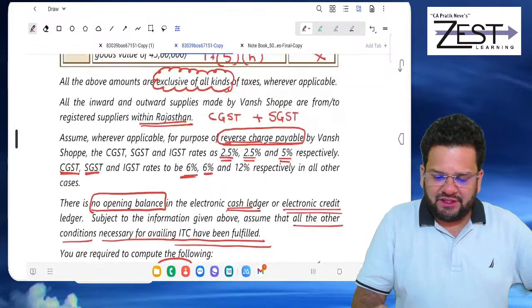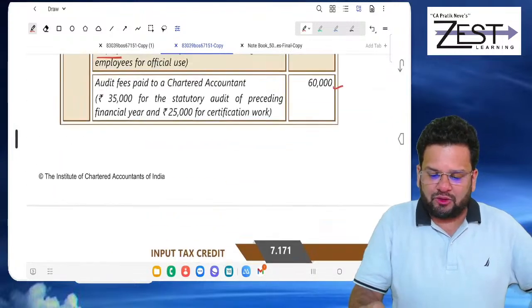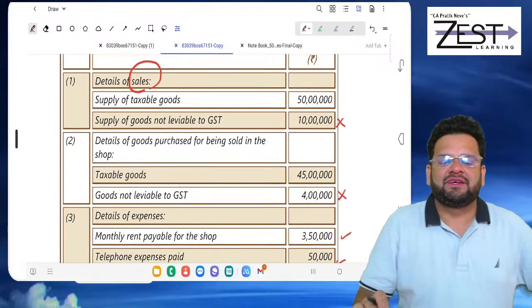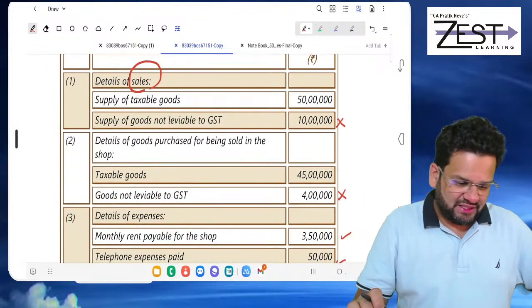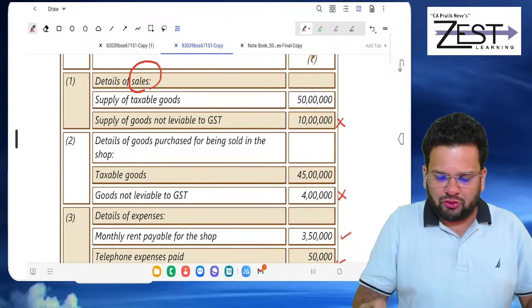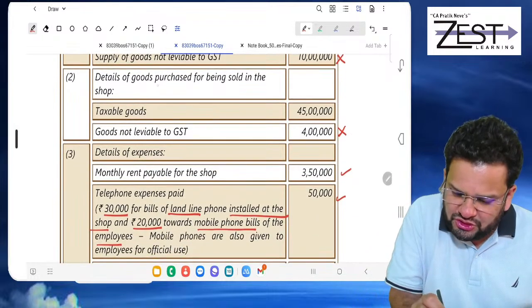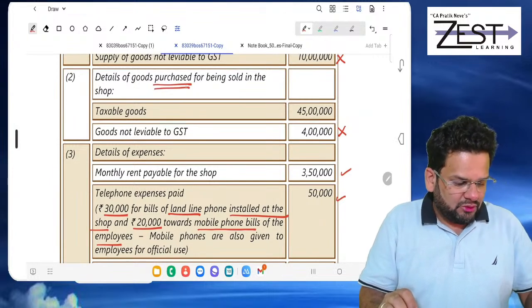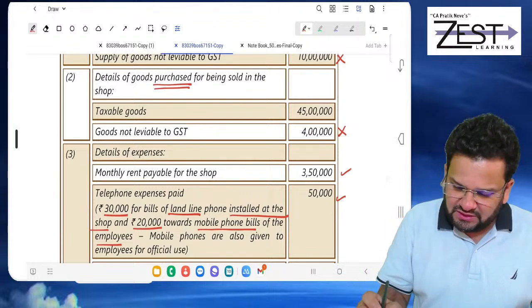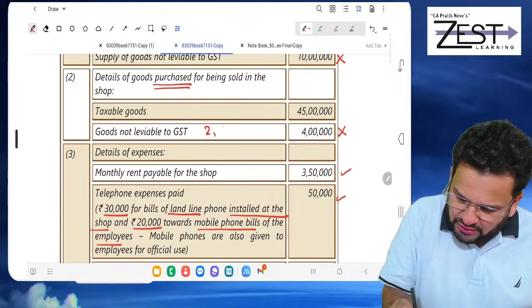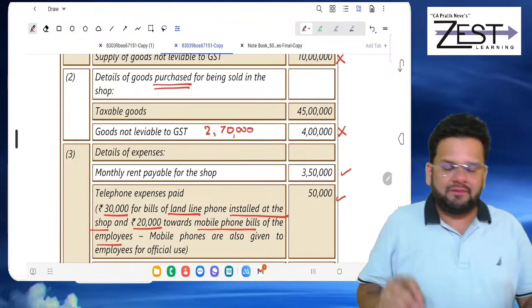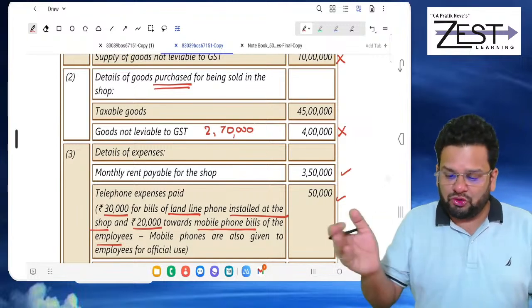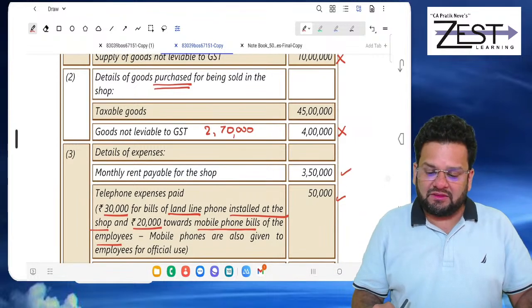So, ITC credited to the e-credit ledger, can we calculate that? You have understood that the rate of GST is 6% CGST, 6% SGST. I hope you are ready with a calculator. So, details of goods purchased. Taxable goods are of 45 lakhs. Can you take 45 lakhs into 6%? If I can calculate one of the elements, either CGST or SGST, that will be sufficient because both will be equal. So 2,70,000 each.